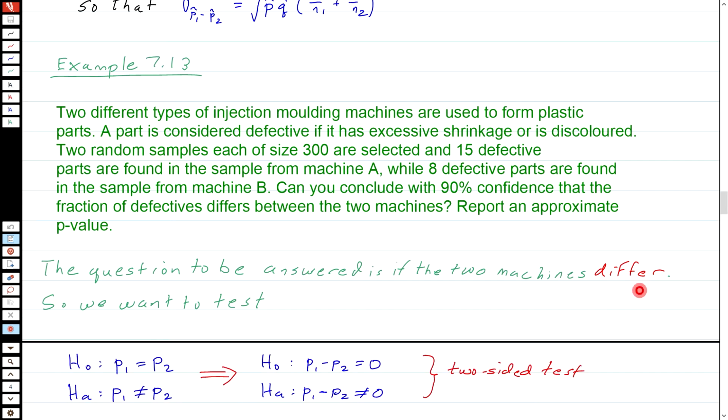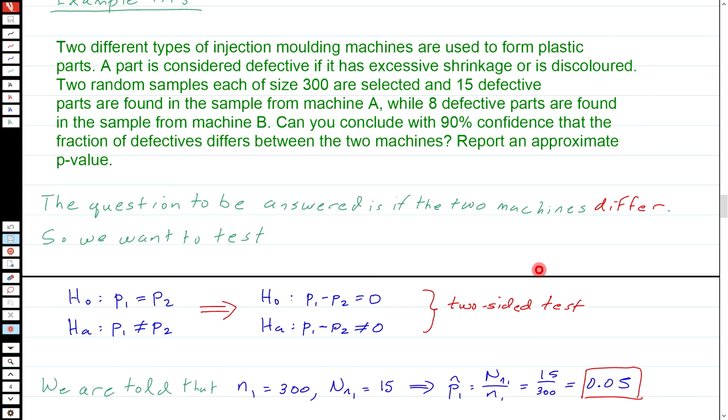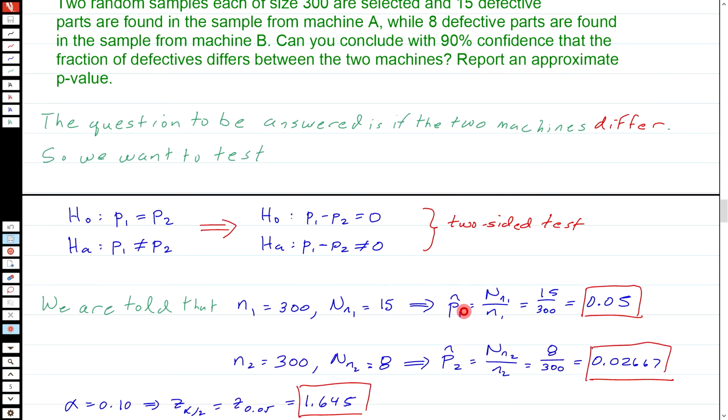So I emphasize again that it's asked if they differ, so it's a two-sided test. We're going to assume that they don't differ as the null hypothesis, and the alternative is that they do differ. And we're going to actually test this. H naught is that the difference, P1 minus P2, is equal to 0. So that 0 is going to show up in our test statistic. And the alternative then is P1 minus P2 is not equal to 0. As mentioned, this is a two-sided test.